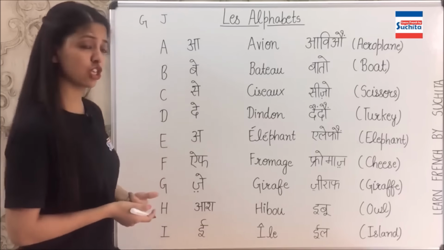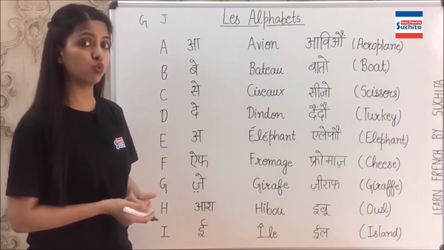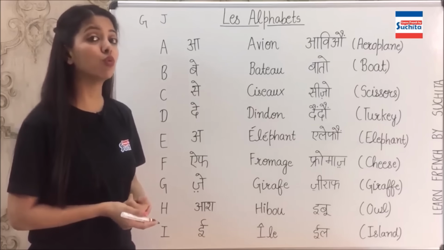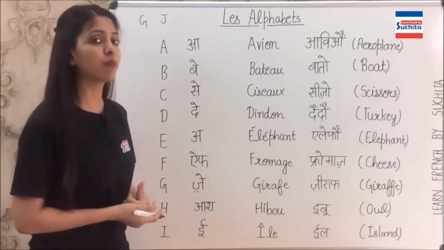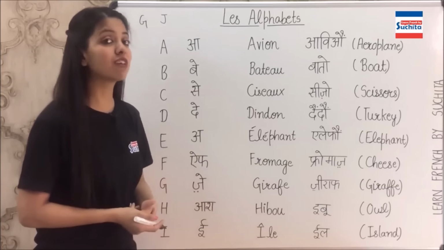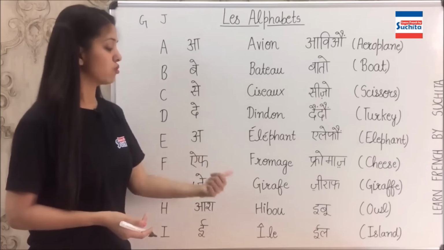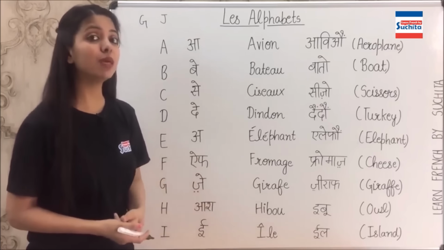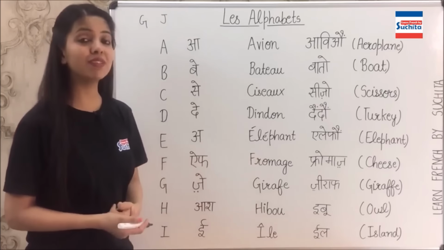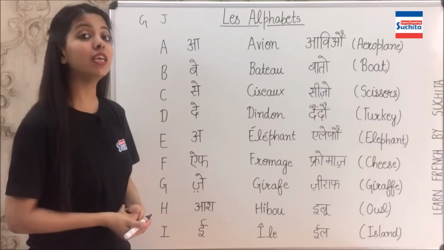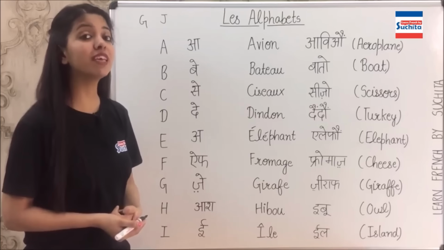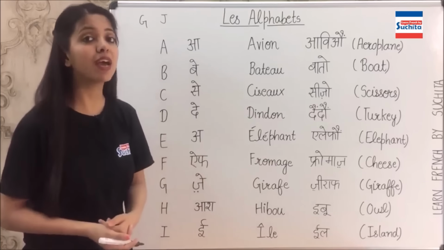The next is H. Hibou. The pronunciation is ibou. Remember, now in French we write H but we do not pronounce it. This H does not have its pronunciation. So it is not hibou, it is ibou, which means an owl. The next is I. Île. The pronunciation is île, which means an island.